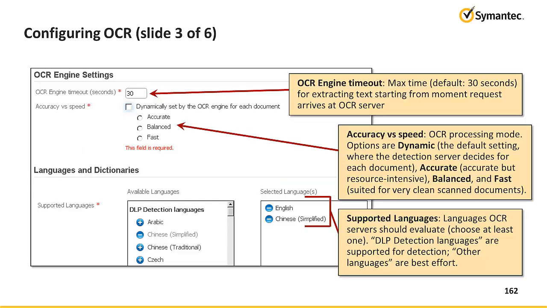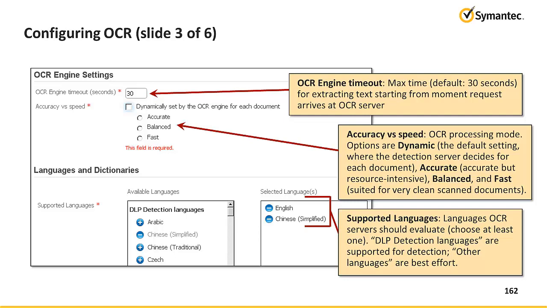In the OCR engine timeout field, specify the maximum amount of time in seconds for text extraction, starting from the moment the request arrives at the OCR server. The default timeout is 30 seconds. The timeout is how much time the request is allowed to spend inside the OCR server and does not include transit time or other delays. As with other content extraction operations, if the timeout is reached, the OCR component is skipped, and the previously extracted content moves on to detection.